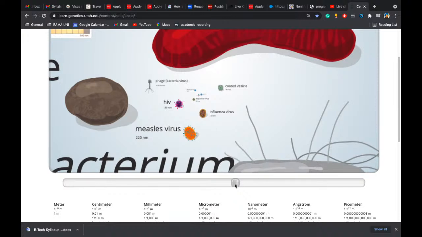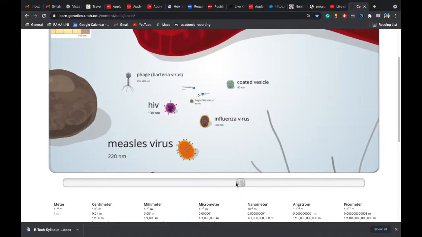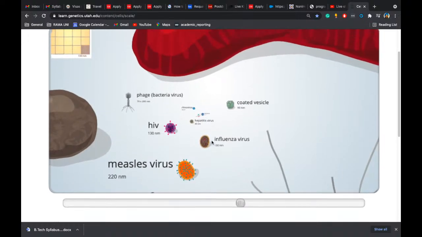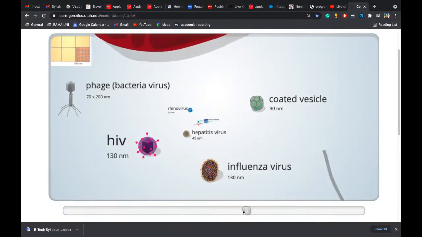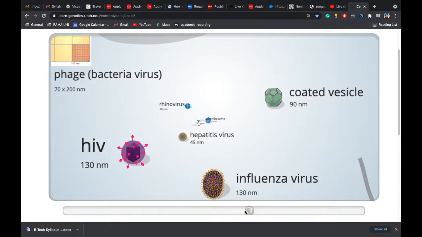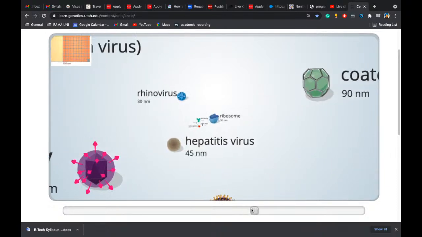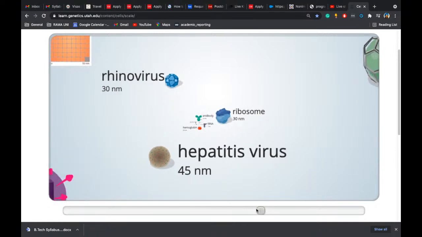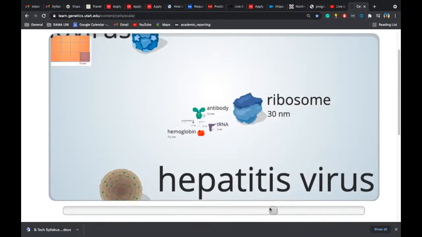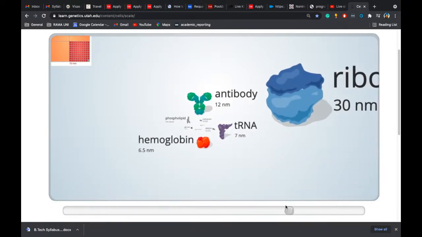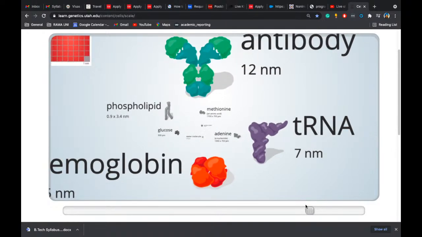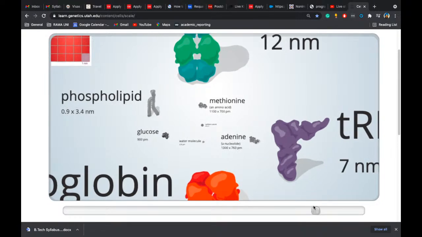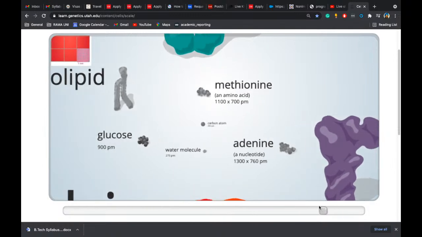Now we are going into the nano part, the nanoparticles. The measles virus is around 220 nanometers, and various viruses around 130, HIV, influenza, coated vesicles around 90 nanometers, hepatitis virus 45 nanometers, rhinovirus around 30 nanometers, and then come ribosomes around 30 nanometers, hemoglobin 6.5 nanometers, tRNA around 7 nanometers, antibodies 12 nanometers, then phospholipids around 0.9 to 3.4.